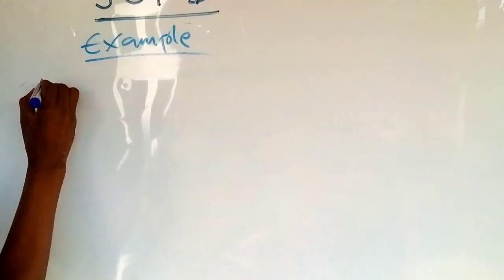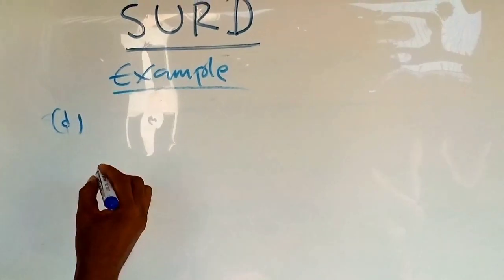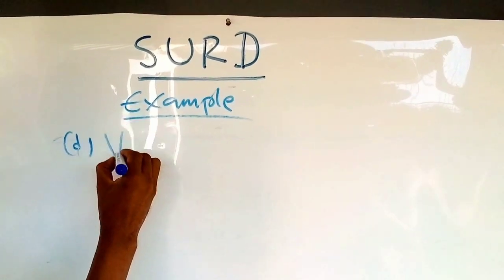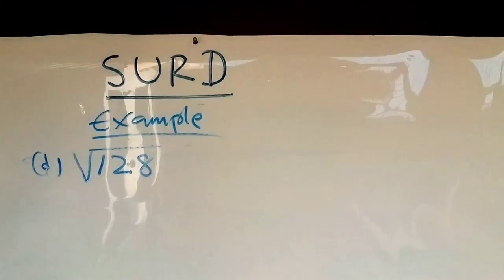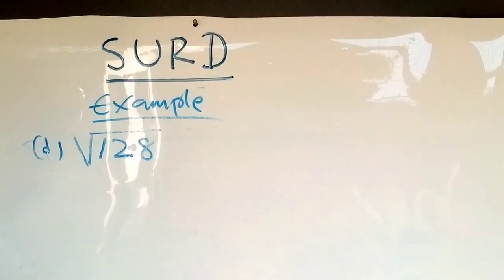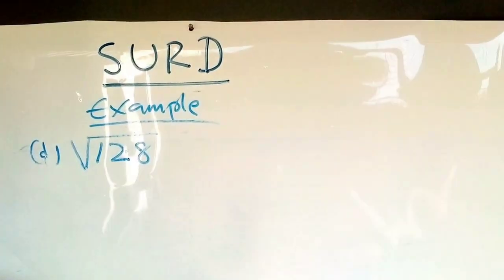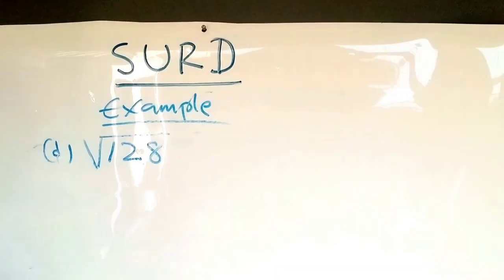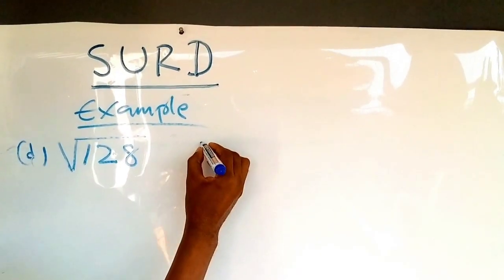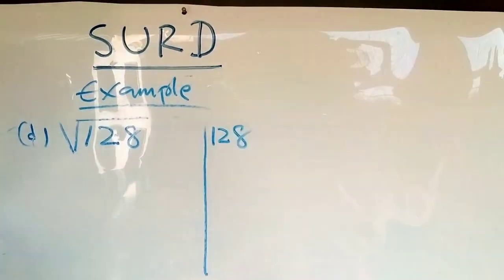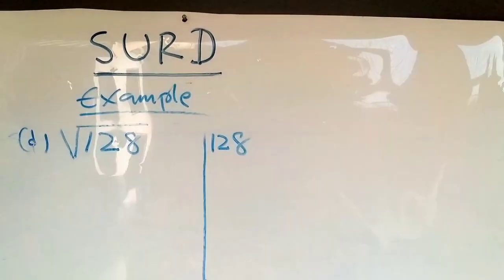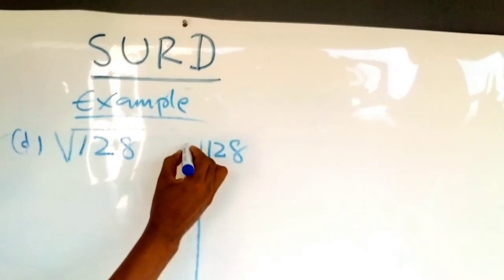Now to higher numbers. Let's take a look at this number. Example D. Let's say we want to simplify the simplest form of surd 128. How do we split this so we can get perfect squares and get our answer without wasting time? The same process I've told you. Just write 128. Find the lowest number that can divide it, and 2 can do that easily.